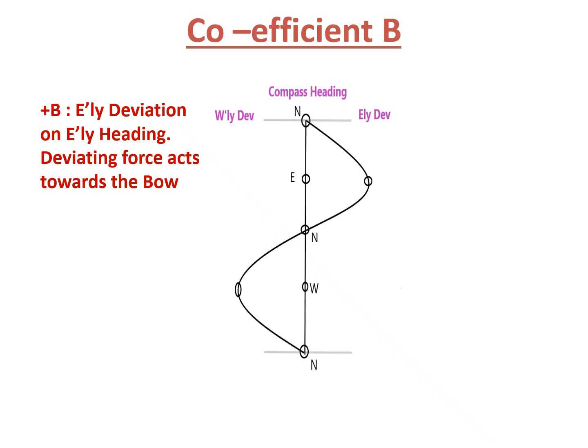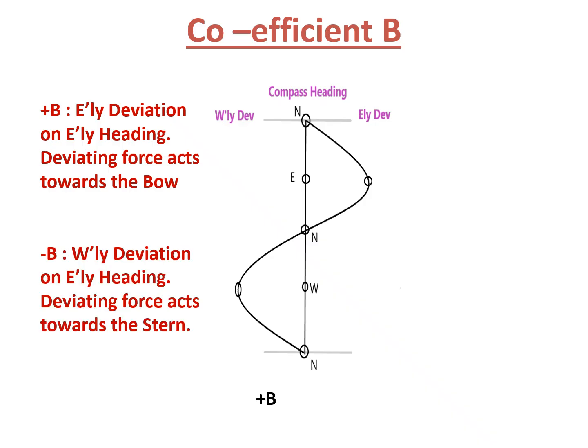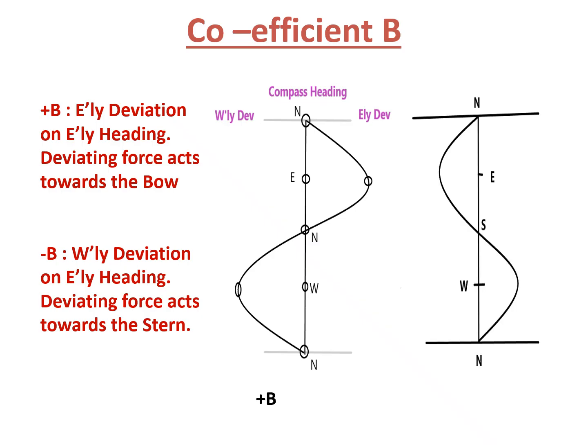And this type of curve, or this type of shape, or this type of coefficient we call coefficient B plus, right? Or the shape which has this type of coefficient we call plus B shape, right? And if a vessel gives a westerly deviation on easterly heading and the deviating force acts towards the stern, that time it will create a curve like that, right? And this type of coefficient we call minus coefficient B, and the ship which has this coefficient minus B we call a minus B ship, right?